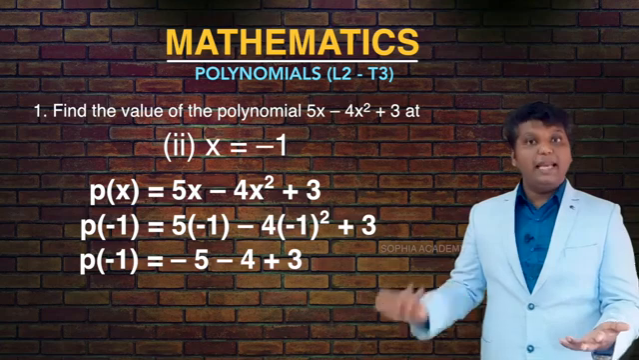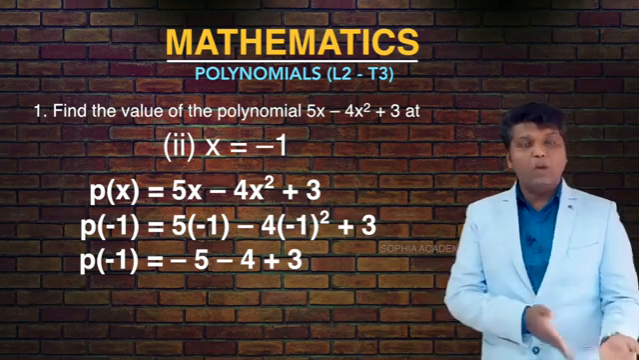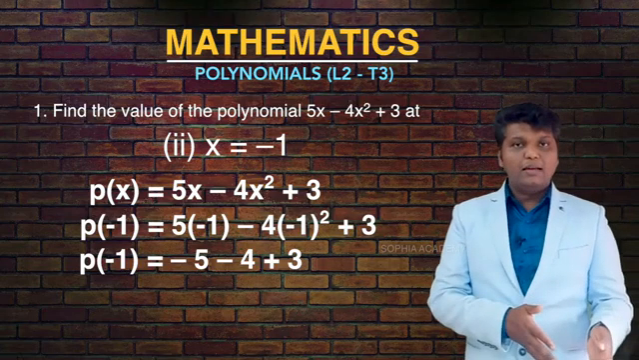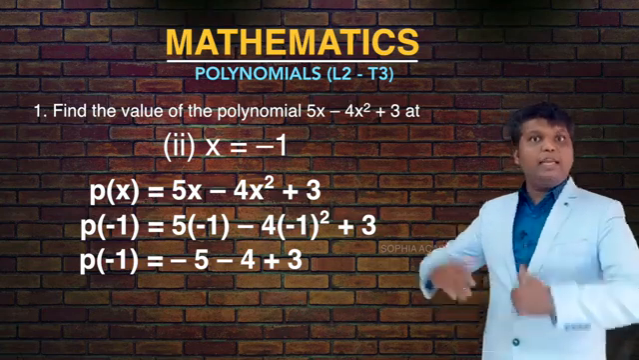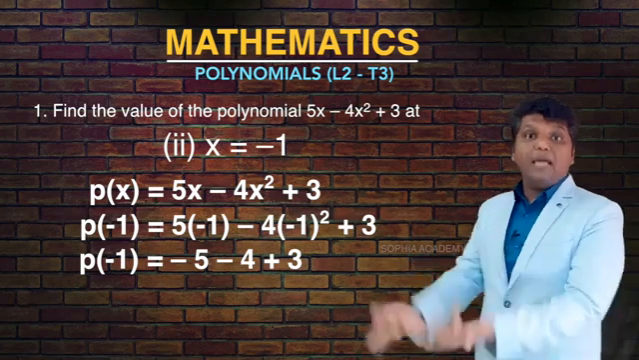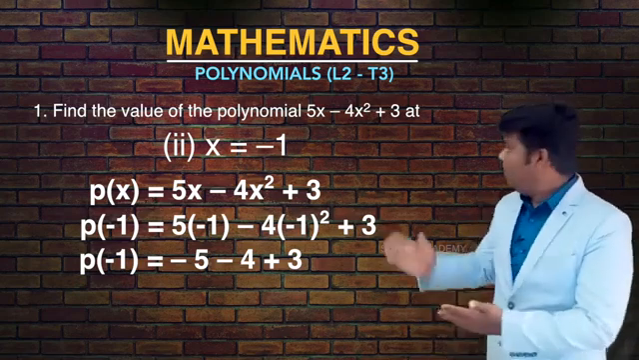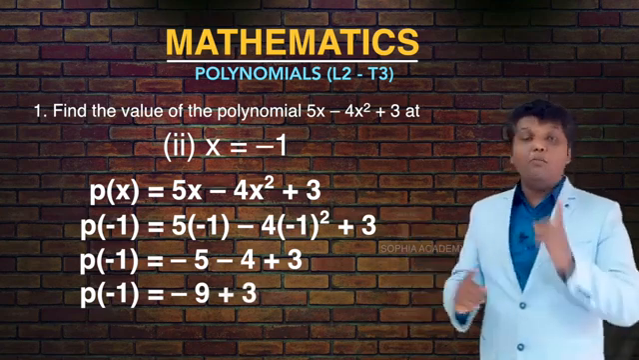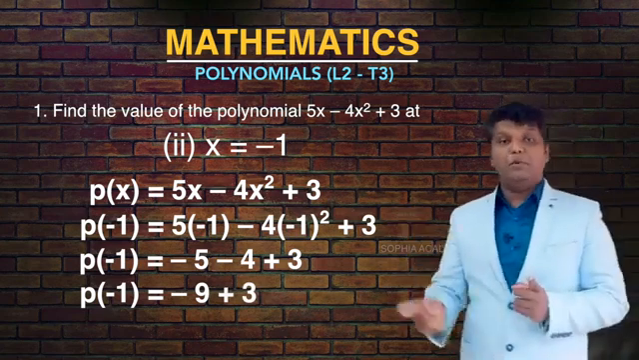5 rupees lost and again 4 rupees lost means altogether 9 rupees is lost. It never becomes 9 rupees gain, right? So we can say minus and minus, again it will become minus. Loss and loss will become bigger loss. Okay, so here minus 5 minus 4 is minus 9 plus 3. Now minus 9 plus 3, a negative number and a positive number.